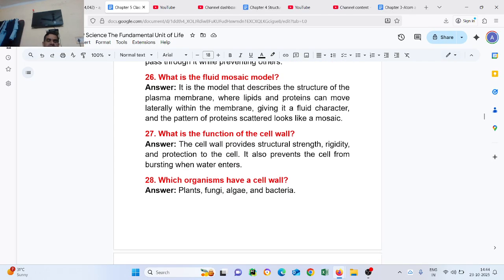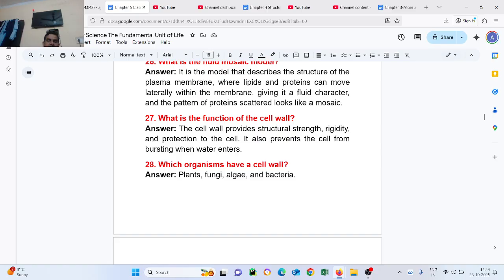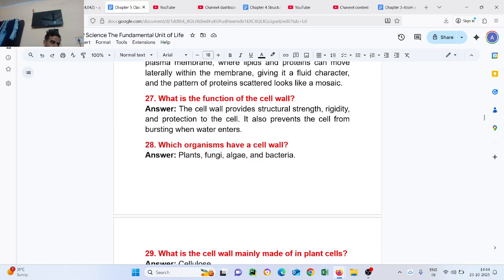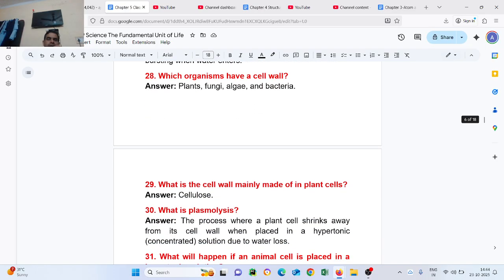Question number 28. Which organisms have a cell wall? Plants, fungi, algae, and bacteria have the cell wall.